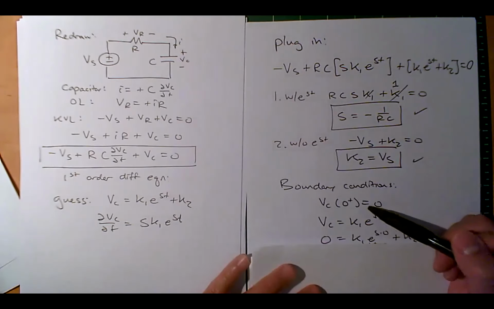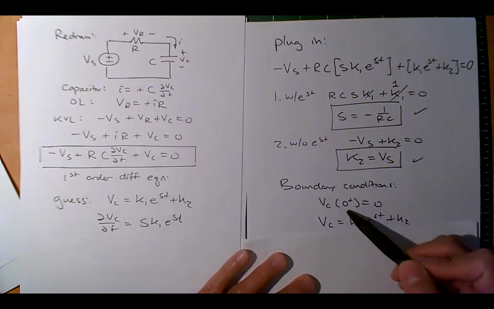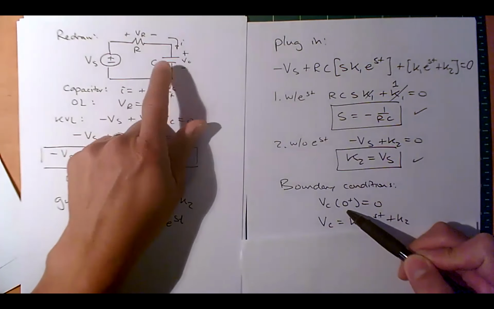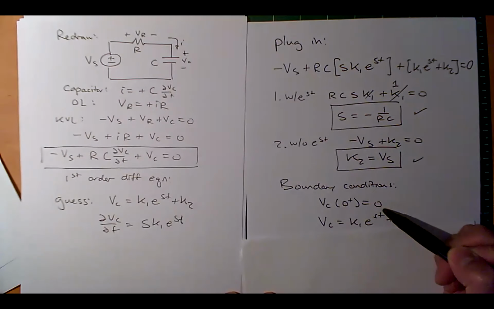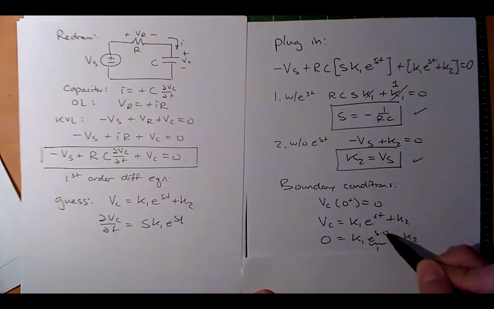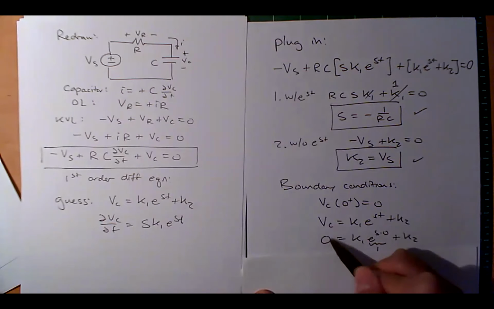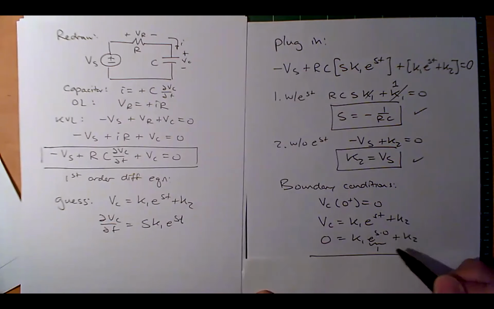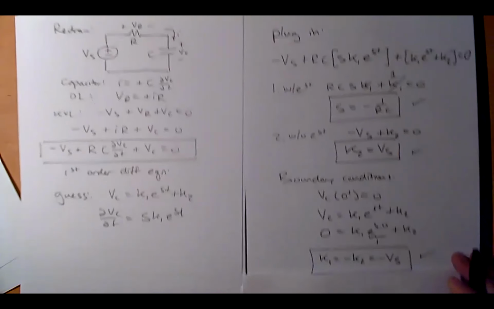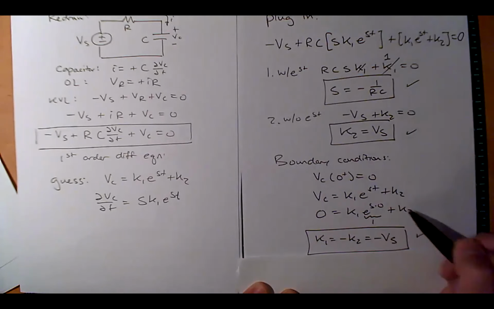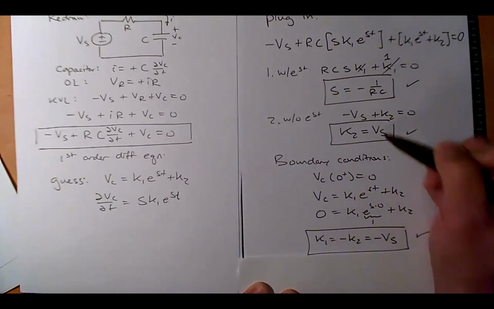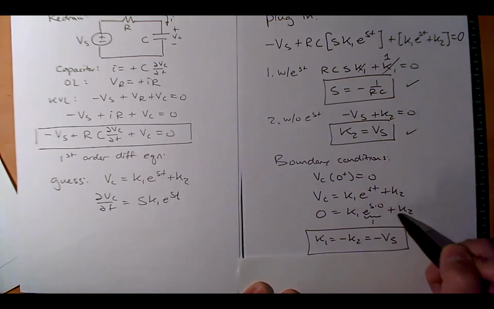Like I said before, we can use our boundary conditions. So what's the boundary condition for this capacitor? Well, in this case, the initial voltage was 0. Great. So I can now plug it in here. 0 time, 0 volts. K1, K2. Well, this is 1. So what does K1 have to be? Well, K1 has to be negative K2. But in the previous one, K2 was 0. But in this one, K2 is just Vs. So that means K1 equals negative Vs if I bring it over.